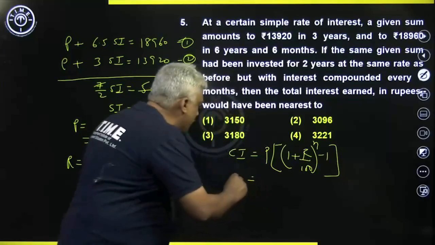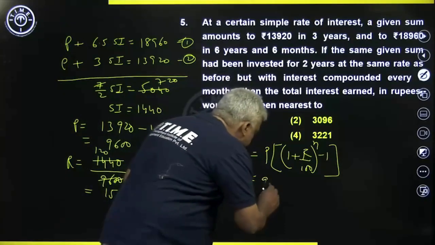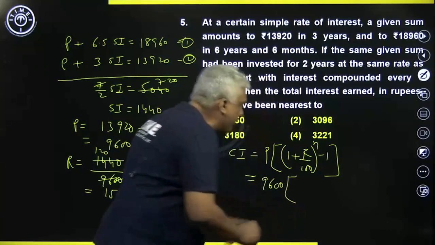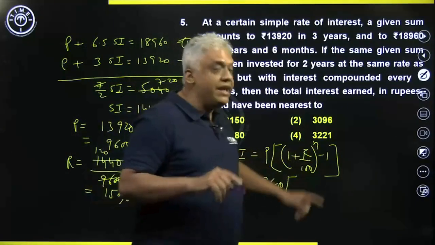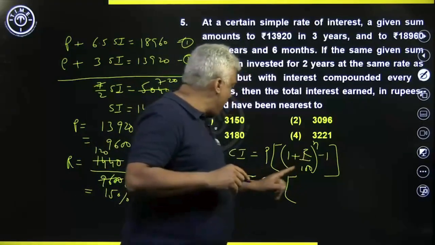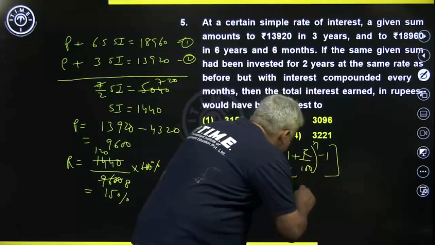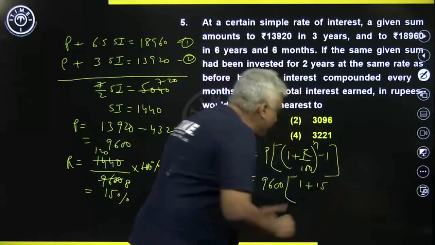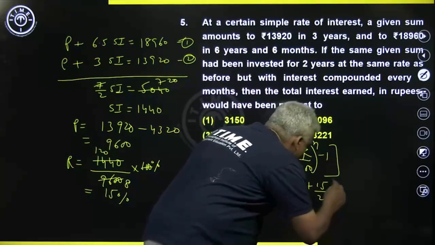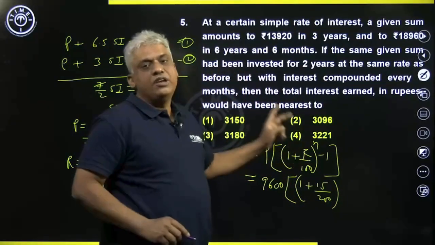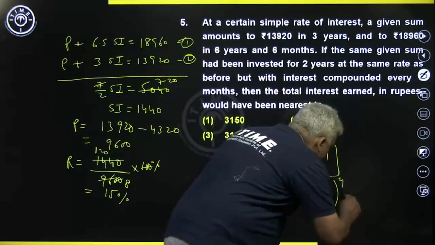Now we know that here the principal is 9600. Now it's compounded half yearly, so the rate of interest we have to write half yearly, and n will be the number of half years. We got 15% yearly, so half yearly it will be 15 by 2%. So here it will be 1 plus 15 by 200, whole to the power number of half years. They are saying 2 years, so the number of half years will be 4. So to the power 4, and minus 1.